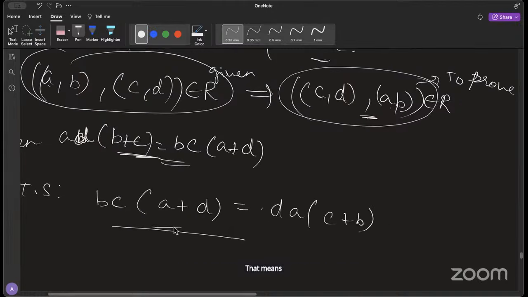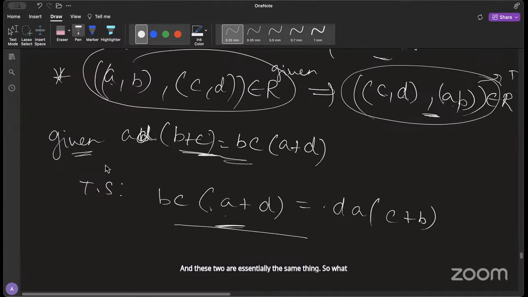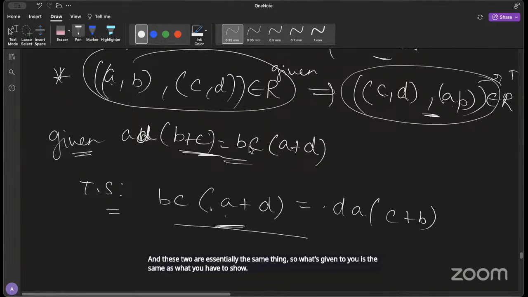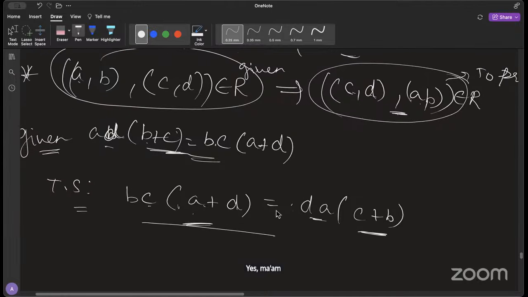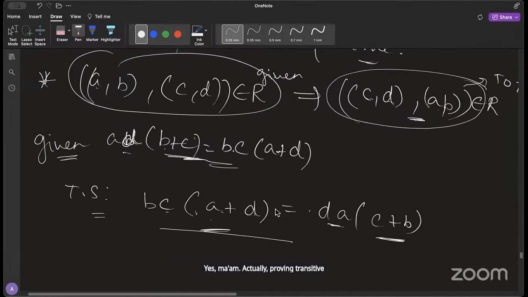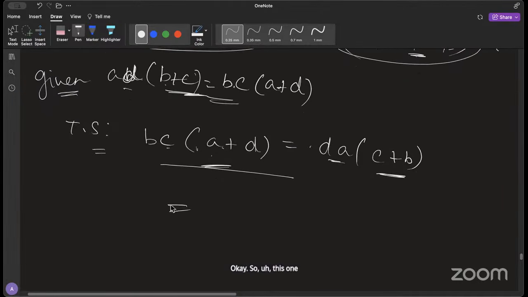That means you have to prove this. And these two are essentially the same thing. So what's given to you is the same as what you have to show. BC, A plus D, B plus C, and AD. Right? Yes, ma'am. Actually, proving transitive is the most difficult one. Okay. So this implies this is symmetric.